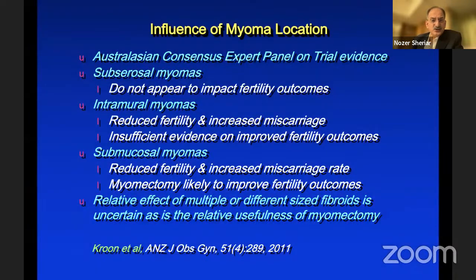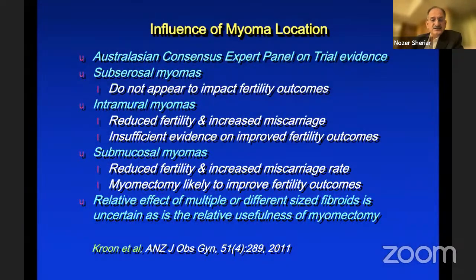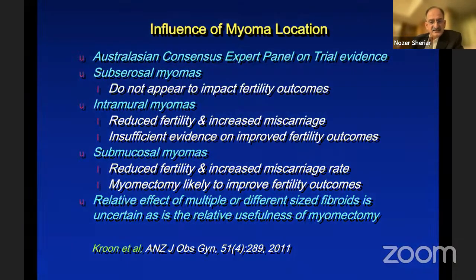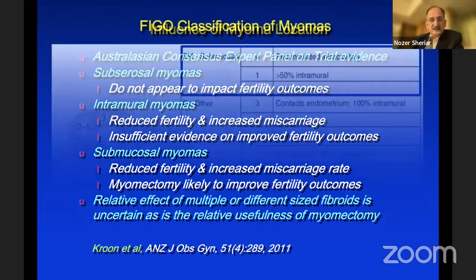Now, all of us know that all myomas don't seem to be very significant. A subserous myoma probably has no significance on fertility outcomes. I have a series of over 100 larger than 5 centimeter myomas, 10, 15 centimeter myomas, and pregnancies go through well. Intramural myomas may reduce fertility, may increase miscarriage, but evidence is still insufficient. But submucous myomas, there is no doubt. Reduced fertility and increased miscarriage rates, and a myomectomy is likely to improve fertility outcomes.